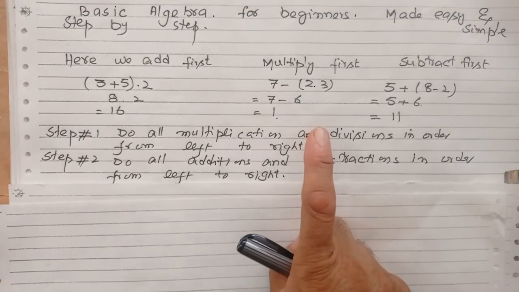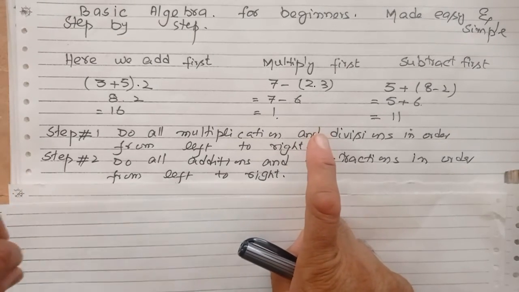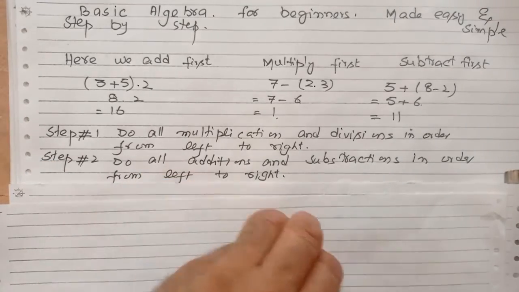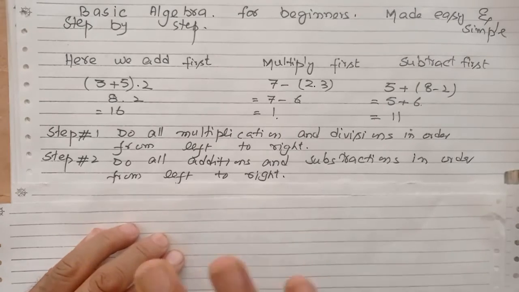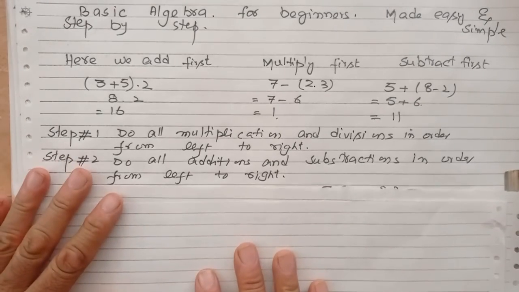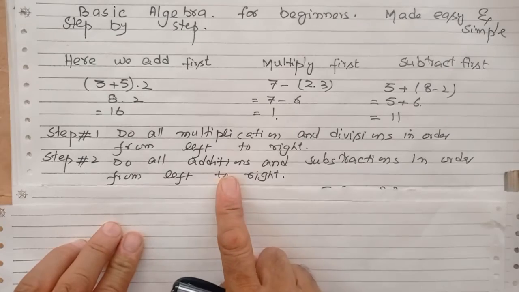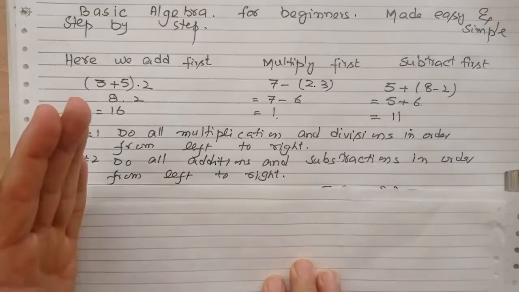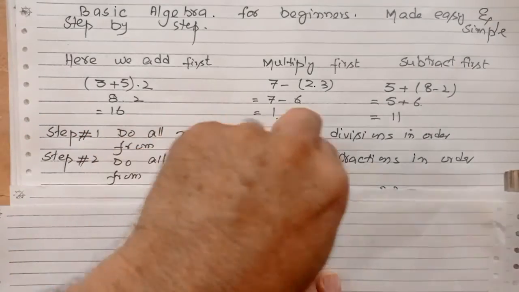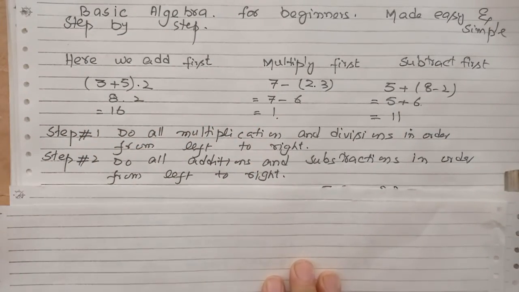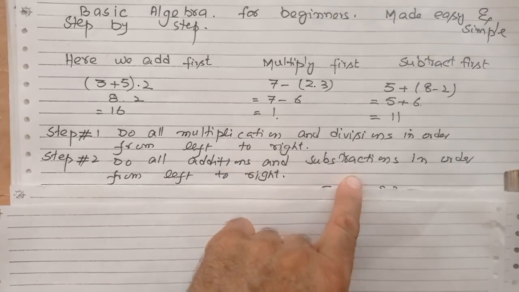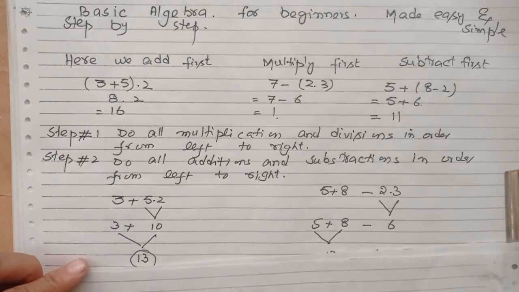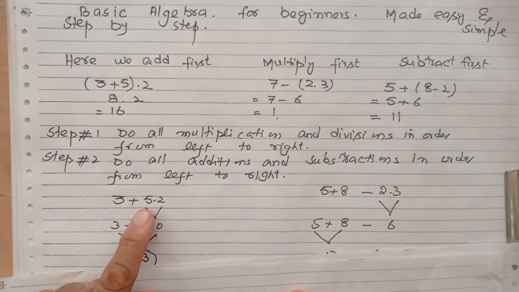Now the first step is that whatsoever expression is given to us, first of all we will go for multiplication and division in order from left to right. Now the second step is this, that do all additions and subtractions in order from left to right. After completion of multiplication and division, our second step is that we will add and subtract in order from left to right.